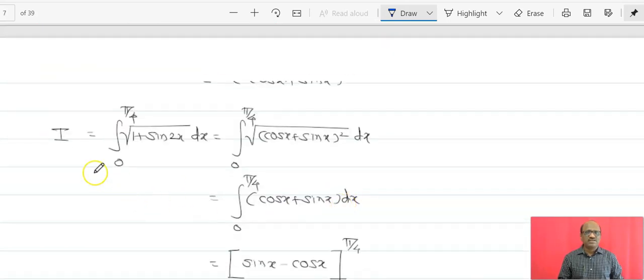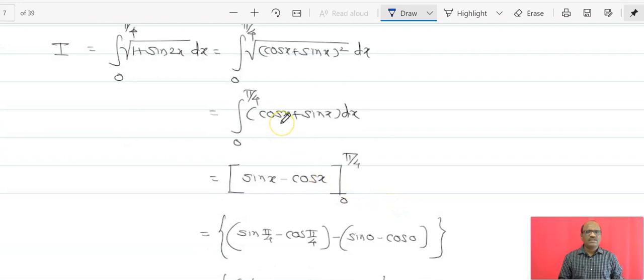Now see, this is our integral. I is equal to integral 0 to pi by 4 in root of 1 plus sine 2x dx, which is 0 to pi by 4 in root of cos of x plus sine of x bracket square. Bracket square and root sign get cancelled. You will get 0 to pi by 4 cos of x plus sine x dx. Okay. Now the integral of cos of x is sine x, and of sine of x is minus cos x, 0 to pi by 4.